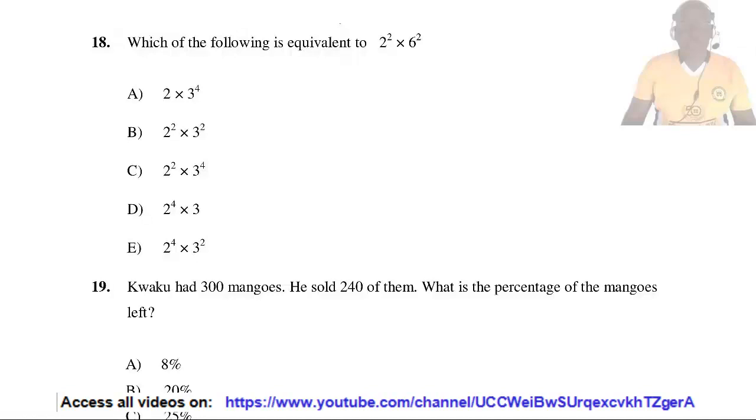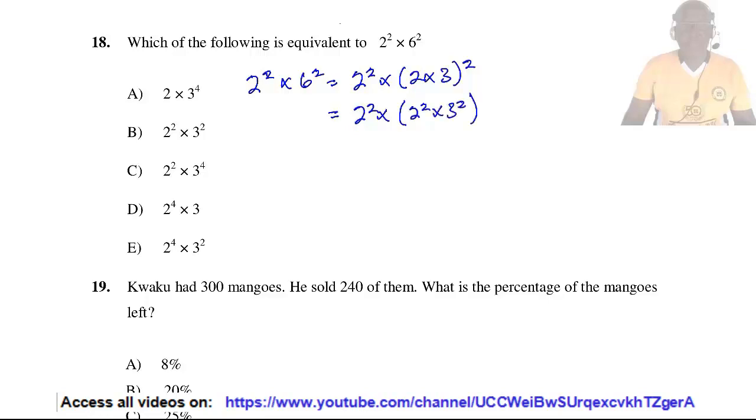Question 18. Which of the following is equivalent to 2 squared times 6 squared? That is 2 squared times 6 squared. This can be written as 2 squared times (2 times 3) all squared, which is equivalent to 2 squared times 2 squared times 3 squared. 2 squared times 2 squared equals 2 to the power 2 plus 2, times 3 squared, and this is 2 to the power 4 times 3 squared. So the answer is E.